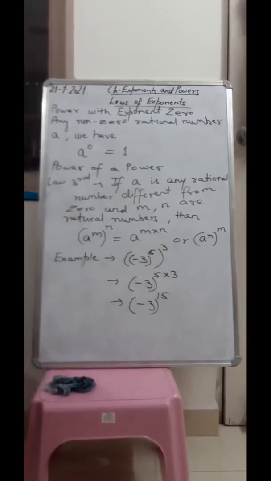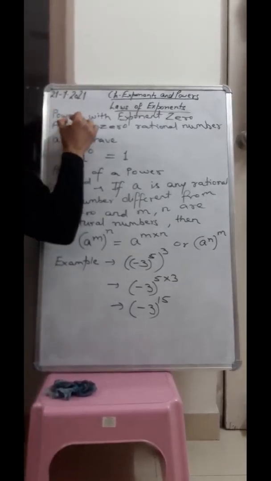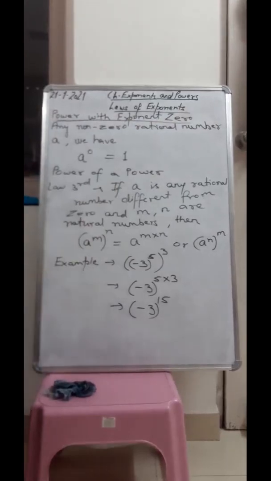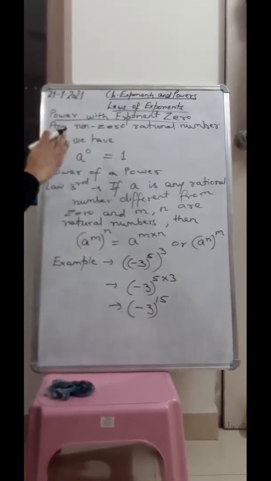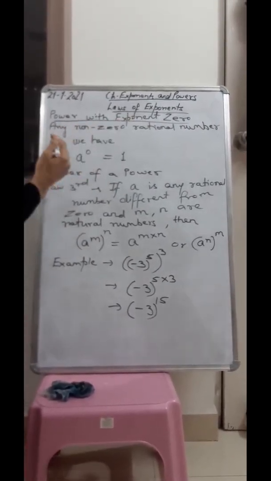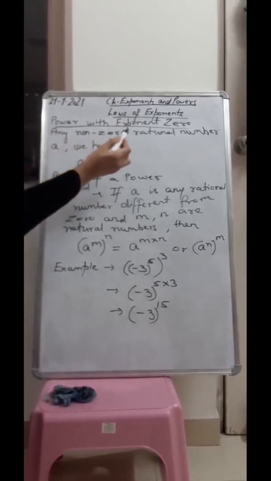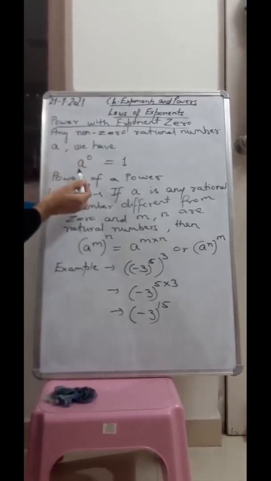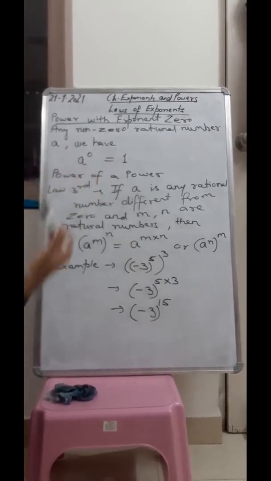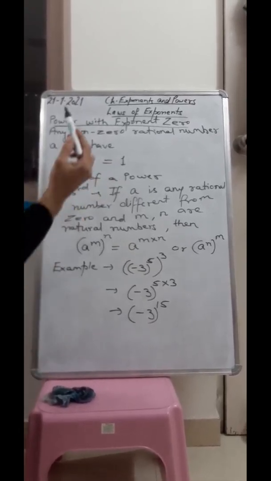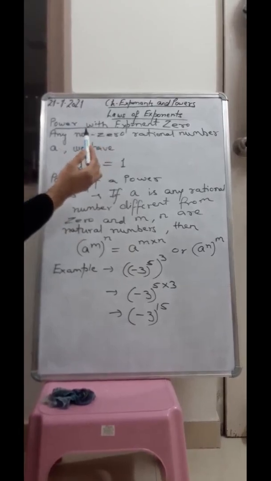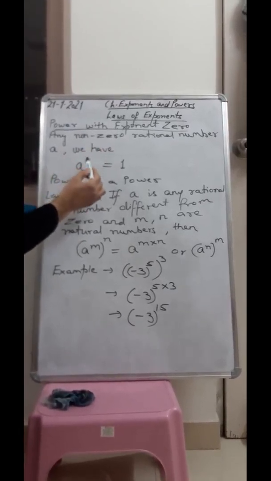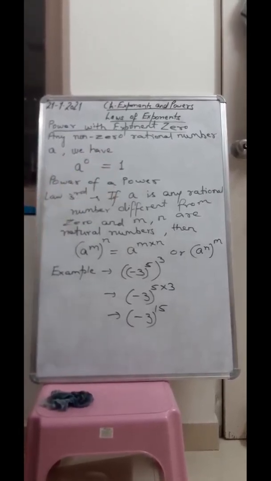Now students, the next heading is power with exponent 0. Here, for any non-zero rational number a, a raised to power 0 gives us 1. So any number having an exponent of 0, the answer will always be 1.